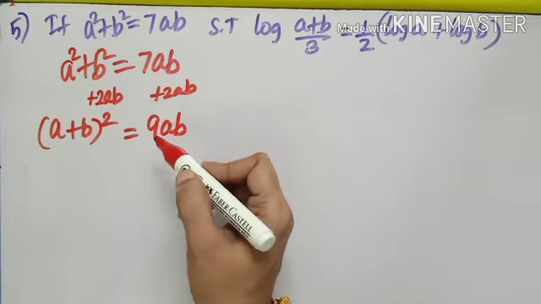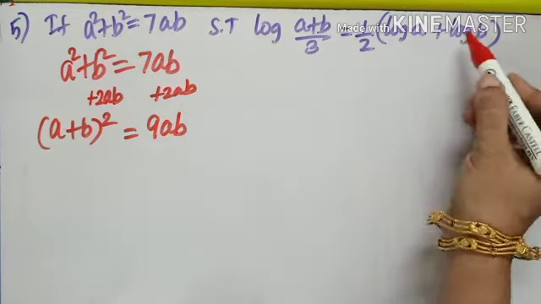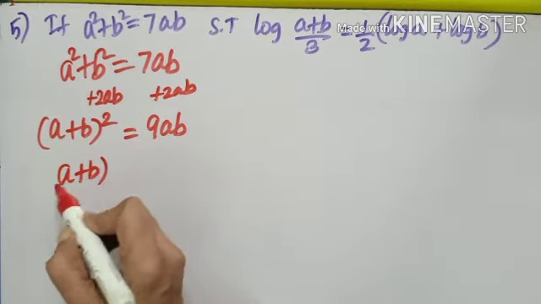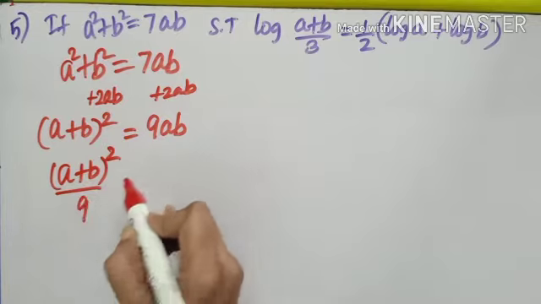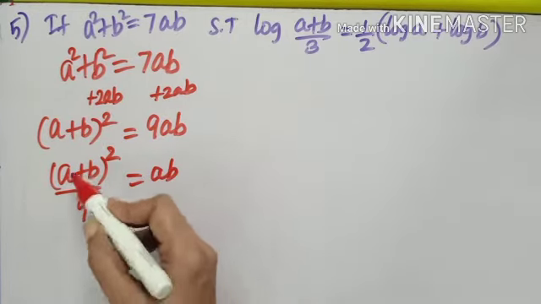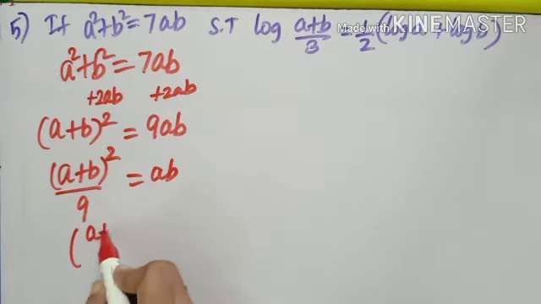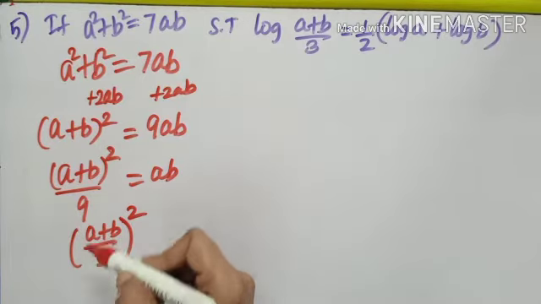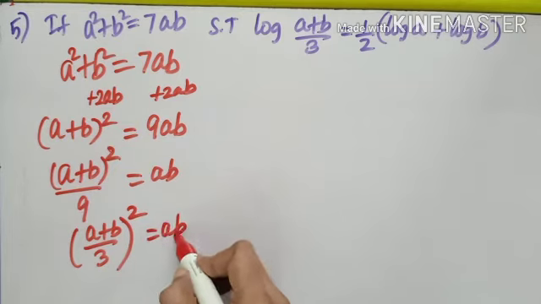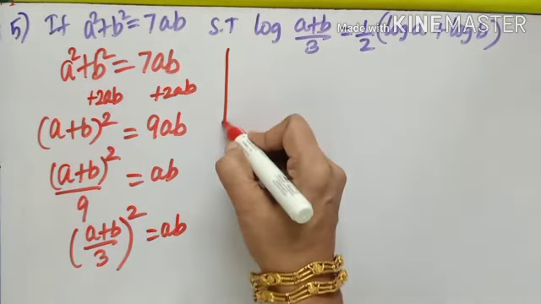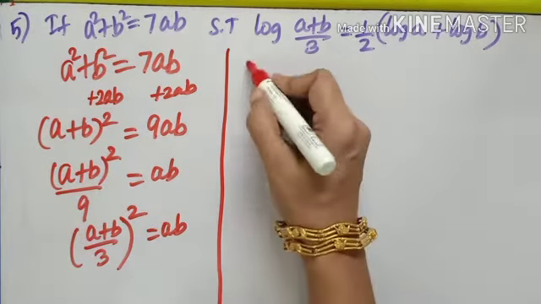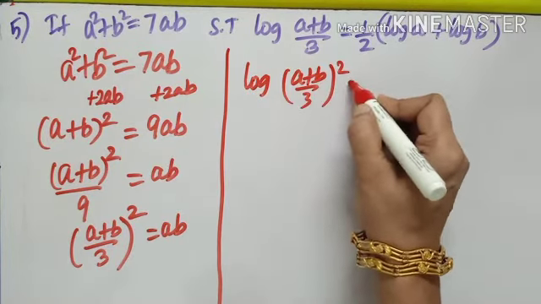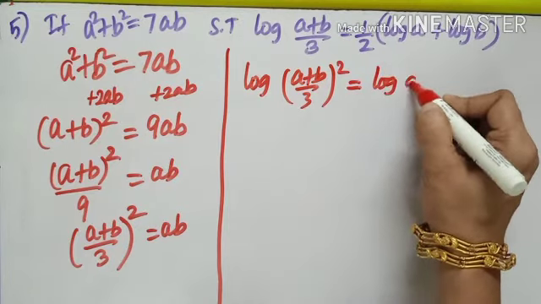The next step, I want only ab here. So bring 9 down. It is a plus b the whole square by 9, that is ab. Or rewriting this, a plus b by 3 the whole square, since 9 is nothing but 3 square, equals ab. Taking log on both the sides, I can write this as log of a plus b by 3 the whole square equals log ab.